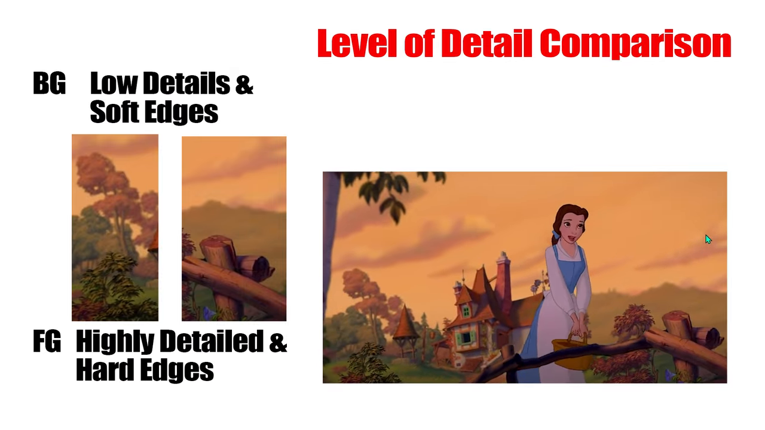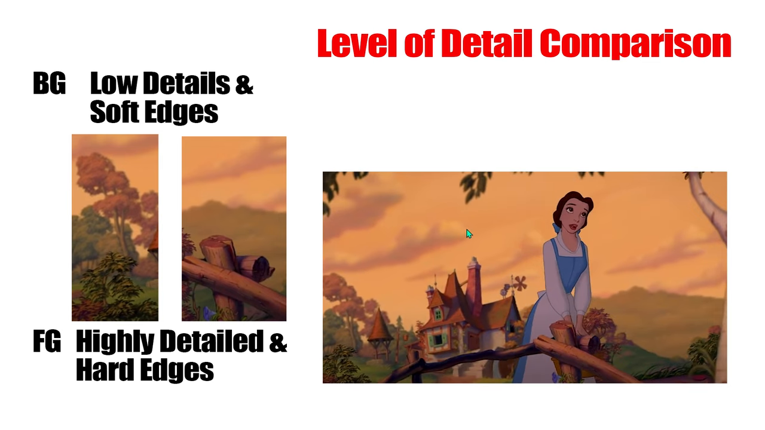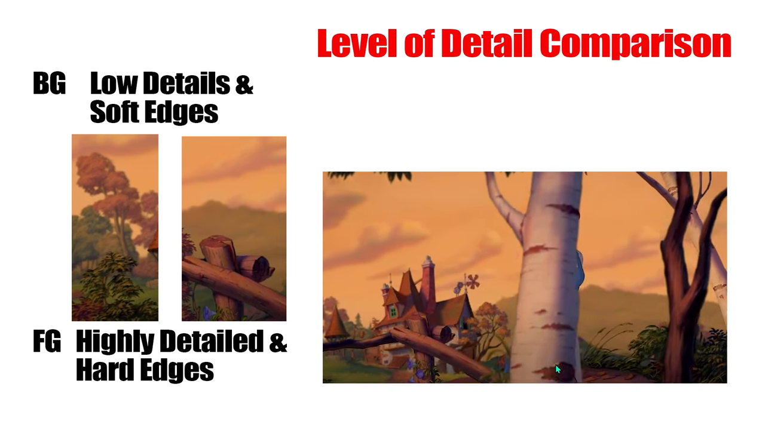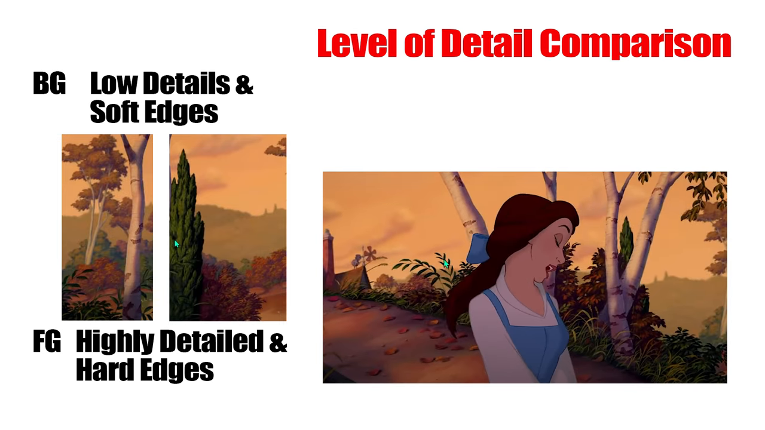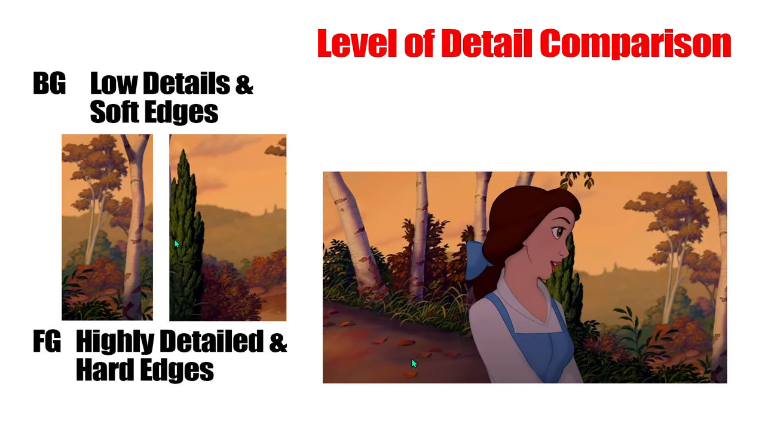Details work with the same opposing relationship. Stuff that's closer to the camera is highly detailed, while stuff far away has softer edges and a lower resolution. Hard edges are going to help you create a crisp line and details with objects that are in the foreground.